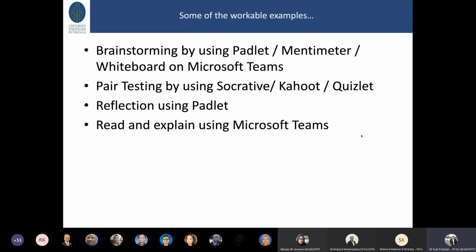One of the things that I always use is reflection using Padlet. Maybe you could have some kind of activity such as read and explain using Microsoft Teams. For example, you can share the material in advance, the files with them. Give them time, maybe 3 to 5 minutes, to read a certain text, and ask them to discuss first among themselves, for example, what do they understand, and then ask someone randomly to explain to you what the text means.